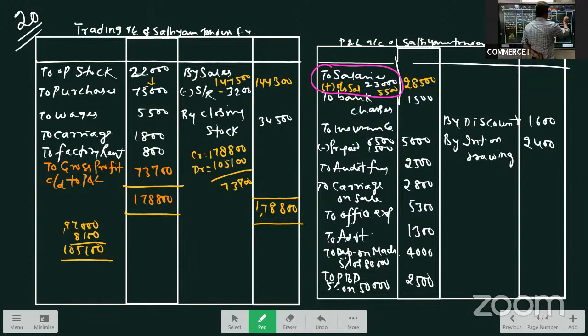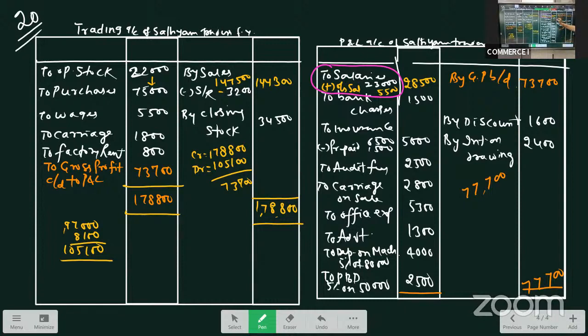So 73,700 will take to P&L account here by gross profit brought down. Now do the total of this. See the total on the credit side, 73,700 plus 16 plus this, that is 4,000. So the total is 77,700. The total on the credit side is 77,700.